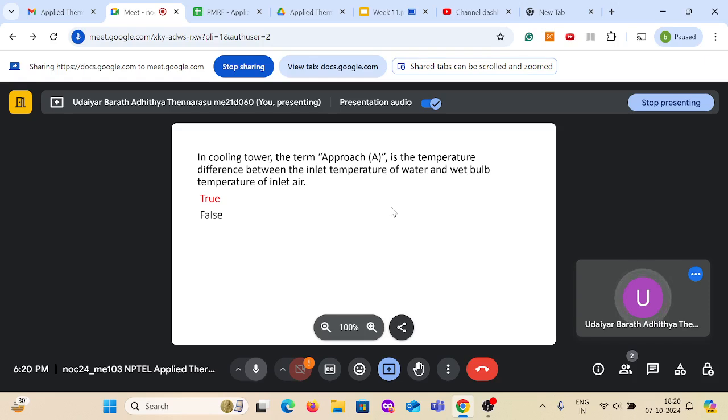Whatever the inlet temperature of water is, the minimum it can go is the wet bulb temperature. That is called the approach, how close it can approach to that. So this difference is called the approach. So the answer is A, true.